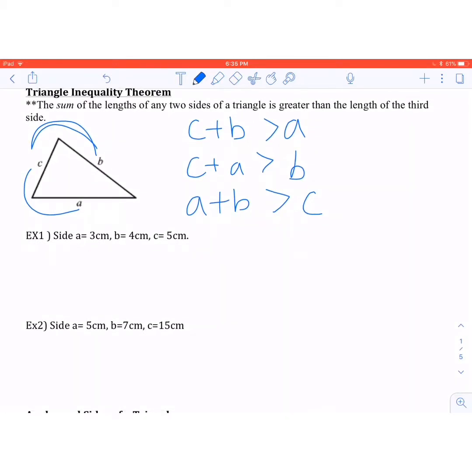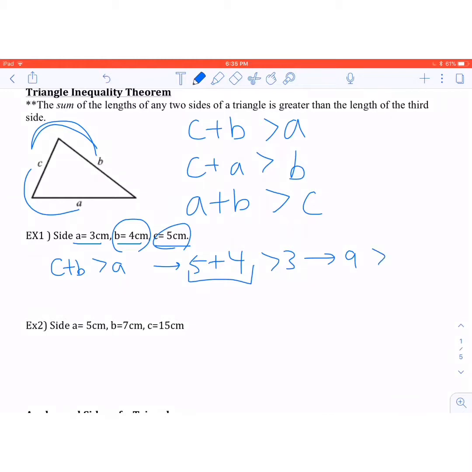We have a triangle that has sides A equals 3, B equals 4, C equals 5. Alright, so let's try this. C plus B has to be greater than A. Let's check that first. So C is 5 plus B, which is 4, is greater than 3. 5 plus 4 is 9, which is greater than 3. That's correct. But you can't just check one. You have to check all three sides.